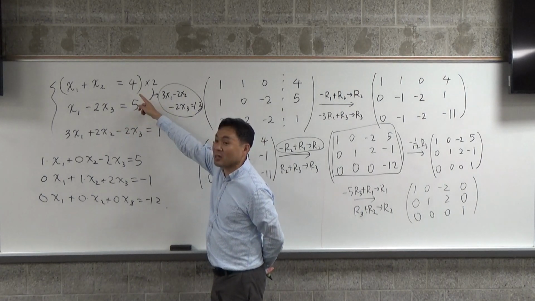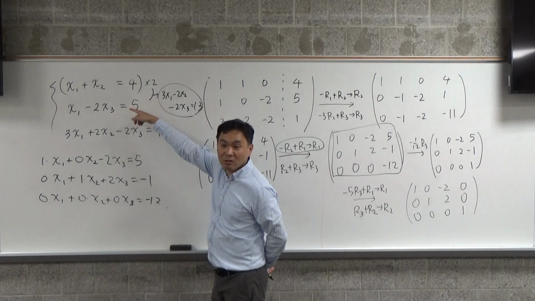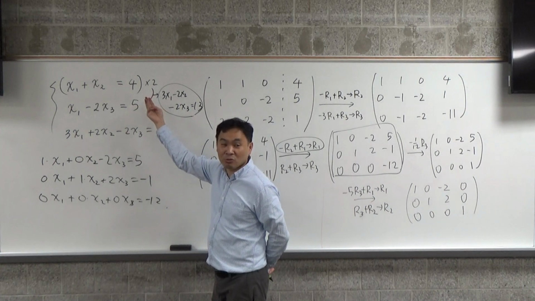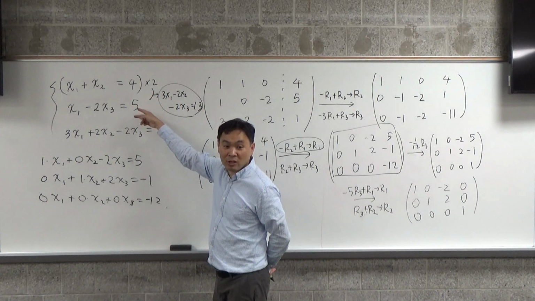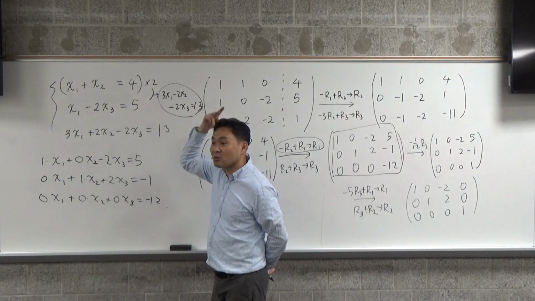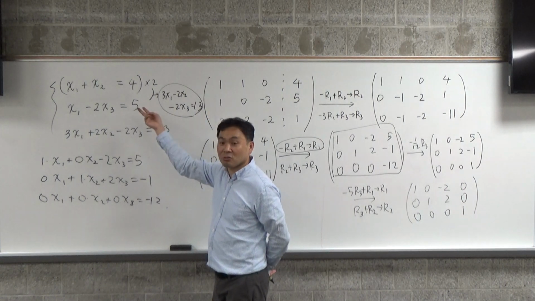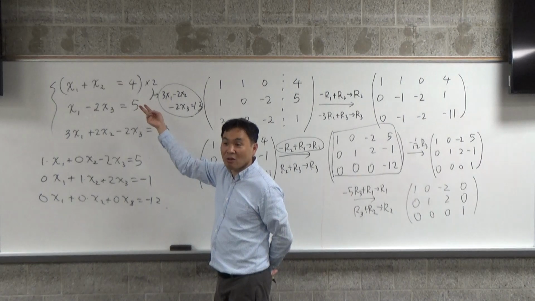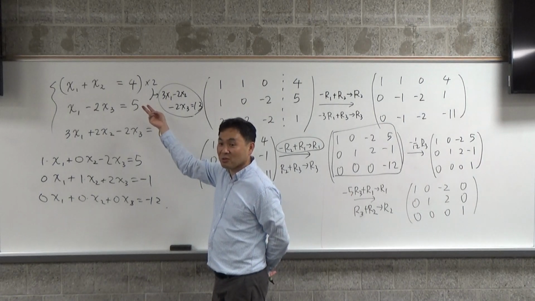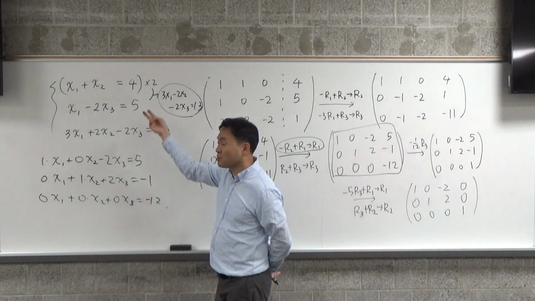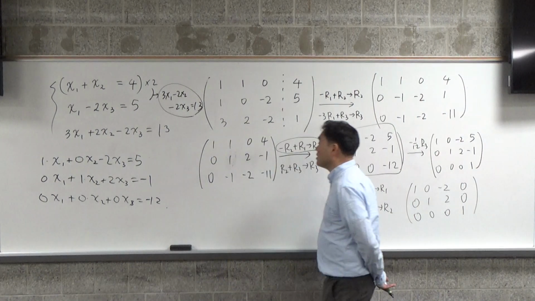How many unknowns do you have? 3. 3 unknowns, x1, x2, x3. How many equations do you have? Just 2. Is that enough to give us a solution? No. No, that's no good. Right?